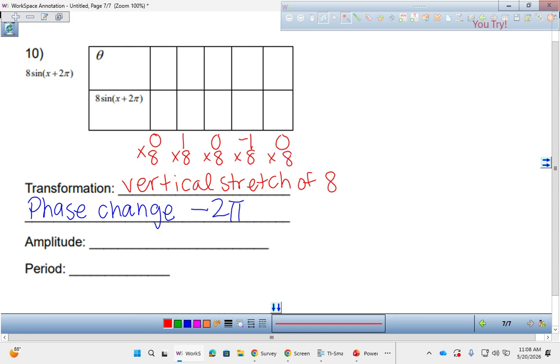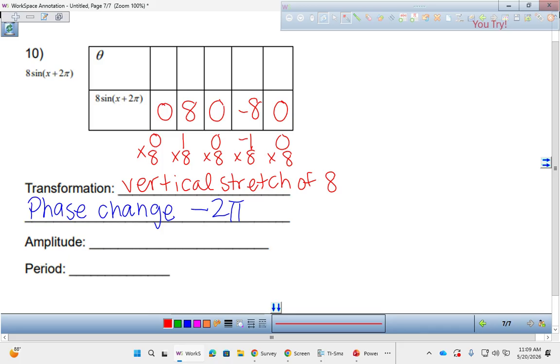So I'm multiplying each of them by 8. 8 times 0 is 0, 1 times 8 is 8, 0 times 8 is 0, negative 1 times 8 is negative 8, 0 times 8 is 0. That's what we did Monday, the vertical stretch. Tuesday we did the horizontal stretch compress, that's the B. This doesn't have that, okay?